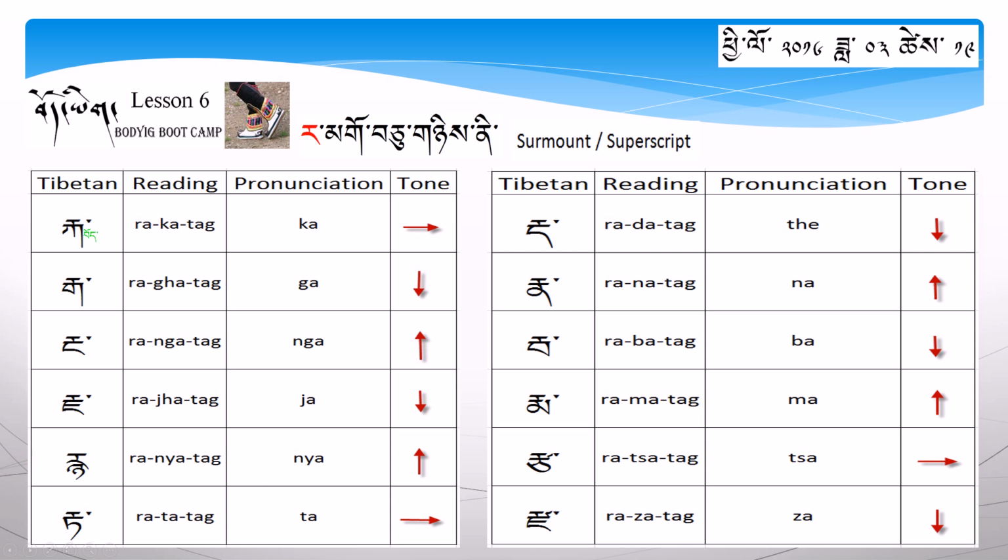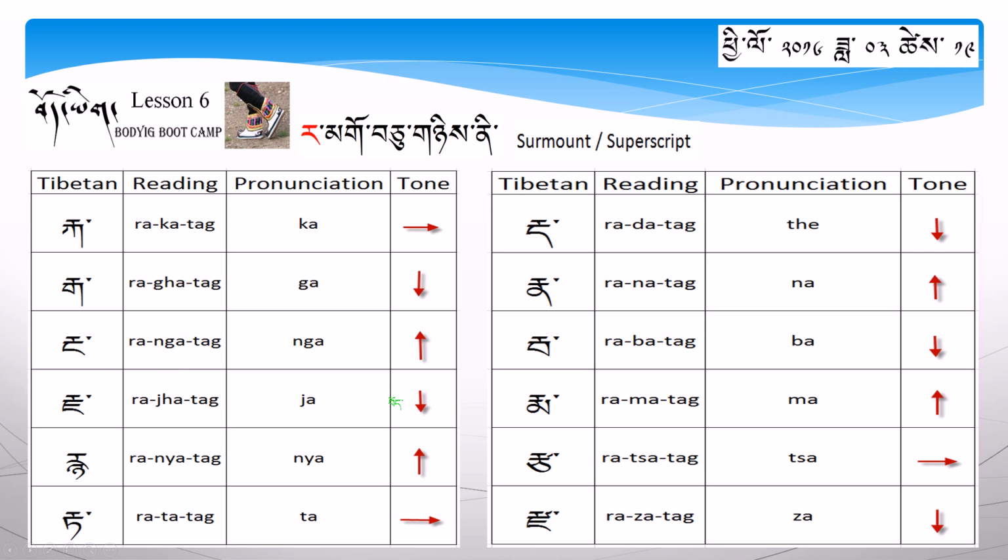So with these combinations, this is how you would read it. If you see this combination right here, you read it as rakata, and then you pronounce it as rakata ga. The tone is lowered, right? With this one, the tone is the same. Rangata nga, the tone is higher.